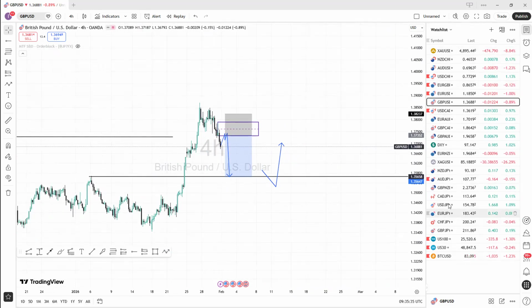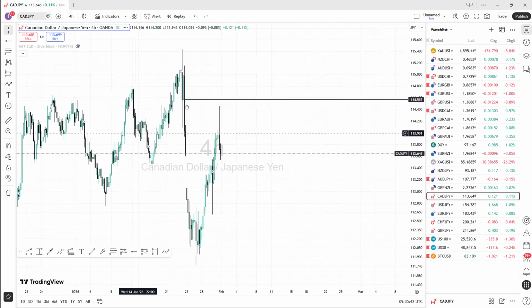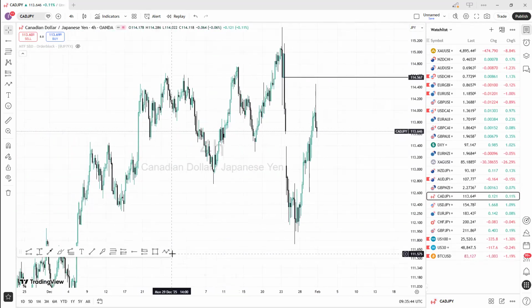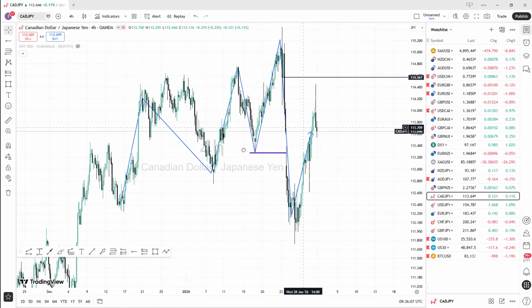Okay, let's see another pair here. Let's see CAD-JPY. CAD-JPY has good market structure here. You can see it was in an uptrend previously. Here we get a shift. You can see a clear market shift. Price broke this previous higher low here. That is a clear market shift.